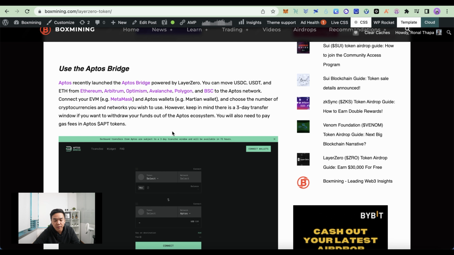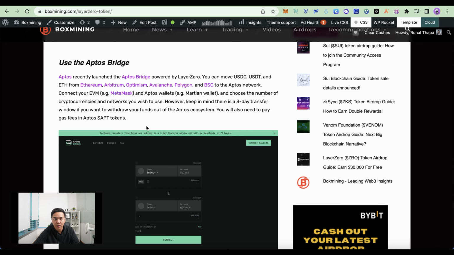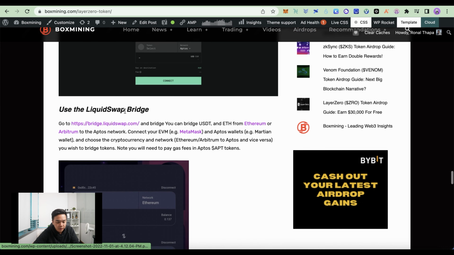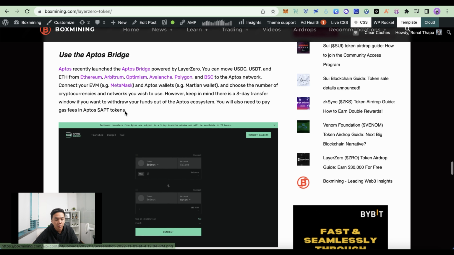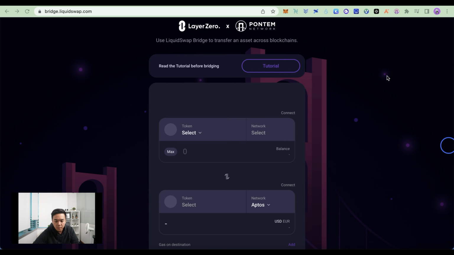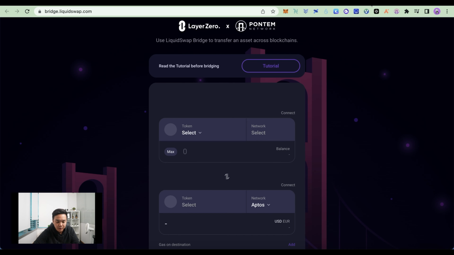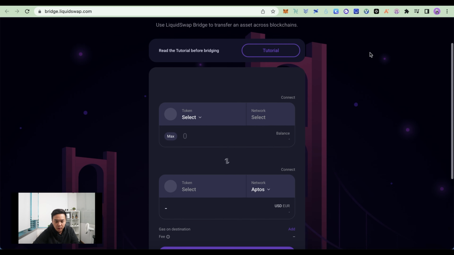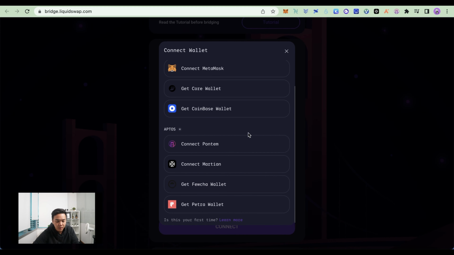Now, the next two bridges you can use are the Aptos bridge and the Liquid Swap bridge. These bridges are powered by LayerZero, and they've been in collaboration with Aptos, and both of these bridges are designed to bridge between Aptos and other layer 1s and layer 2s. But before you use any one of these bridges, you will need an Aptos wallet, because Aptos is not EVM compatible. You can use the Martian wallet, or you can also use the Pontem wallet. And the Pontem wallet is most recommended.